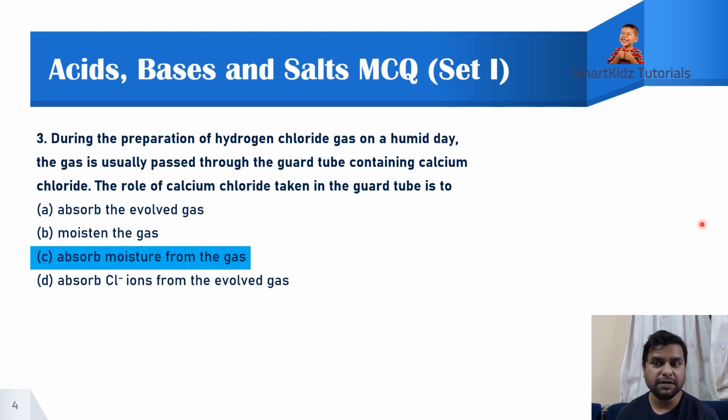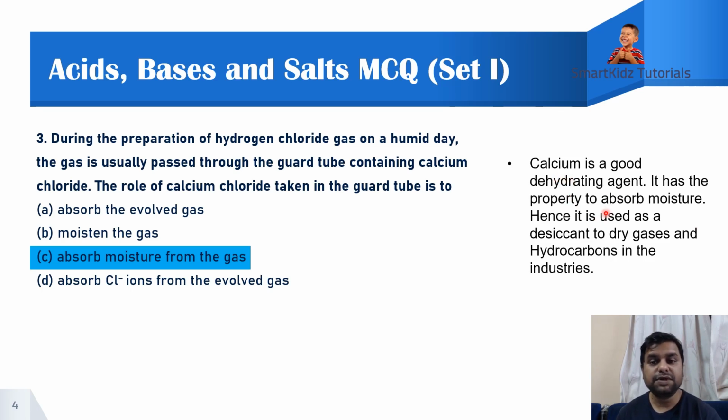We'll look at why it is absorbing moisture from the gas. Calcium chloride is a good dehydrating agent. It has the property to absorb moisture. Hence, it is used as a desiccant to dry gases and hydrocarbons in the industry.